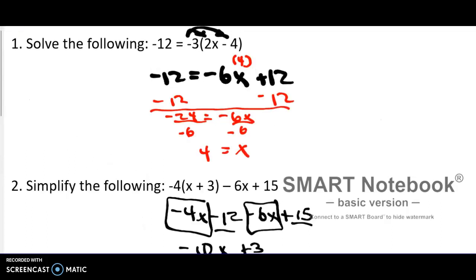Okay, let's go ahead and take a look at number one. It says solve the following problem. You've got negative 12 is equal to negative 3 times parentheses 2x minus 4. We get negative 12 is equal to negative 6x plus 12. We subtract 12 from both sides and get negative 24 is equal to negative 6x. Divide negative 6 into both sides and get x is equal to 4. And you see when you plug it back into the equation, negative 6 times 4 is negative 24, plus 12 gives you negative 12.